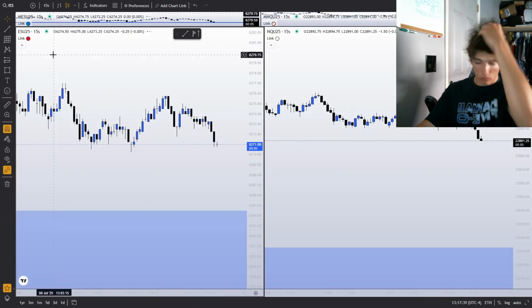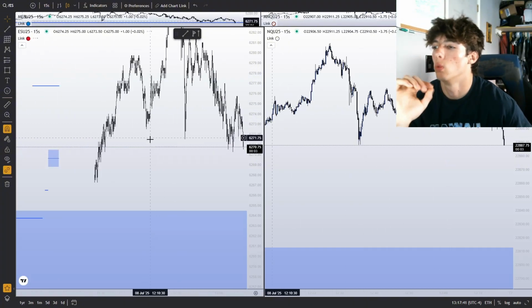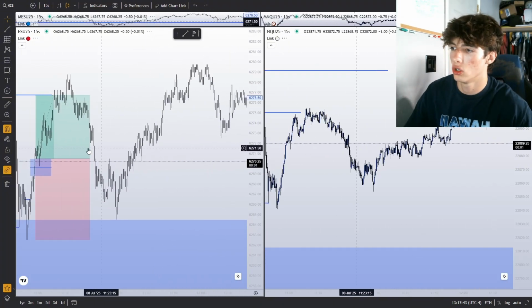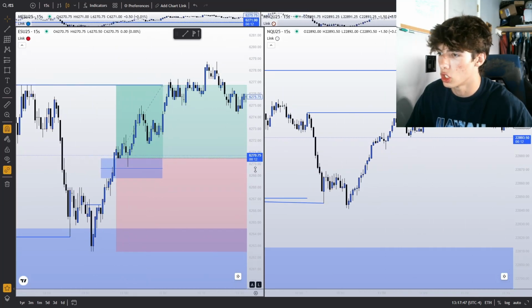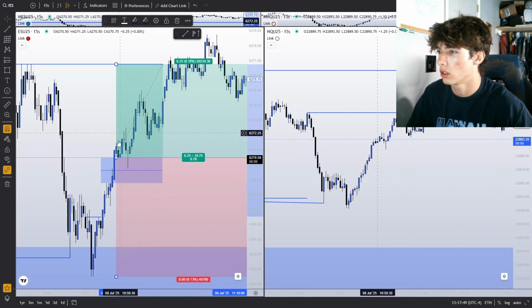So what we did, zoom into the 15-second. We were waiting for price to give us the same exact entry model. It taps it, and it gives us a change in the state. Now, right here could have been an entry.